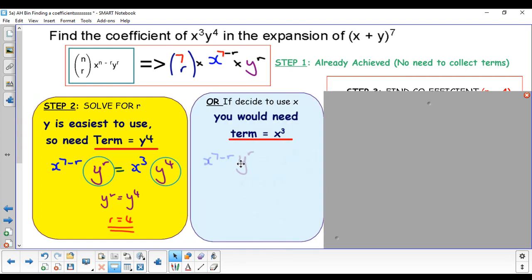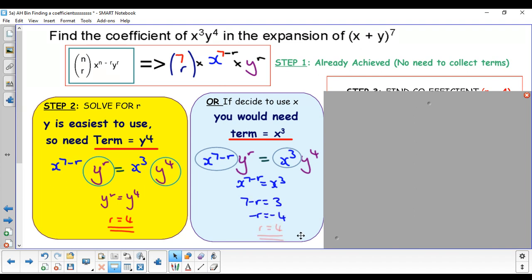You might not have done that. You might have written your expression, set it equal to what you want, and decided to use the x's. Well, it's okay. You still get the same idea. You get x to the 7 minus r equals x cubed. So that means 7 minus r equals 3. Take 7 off of both sides. You still get 4, so it doesn't matter which one. So go for the easiest.